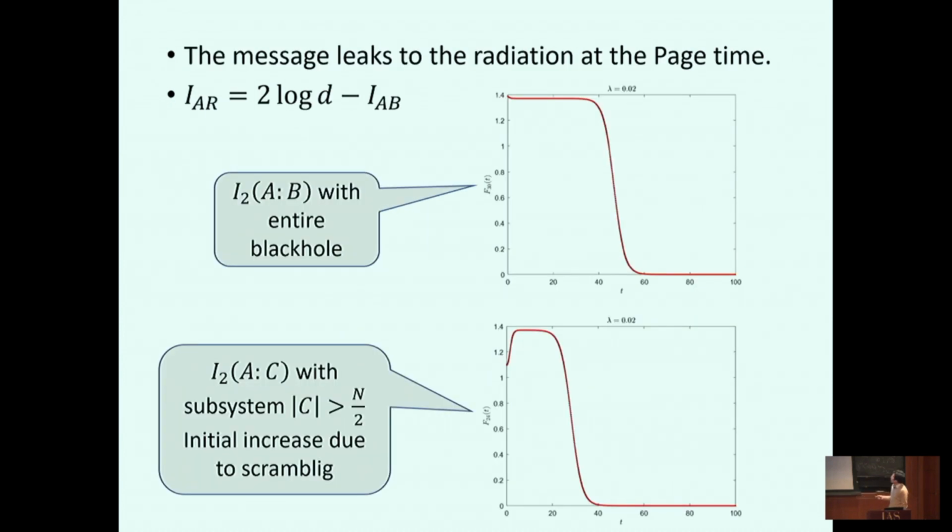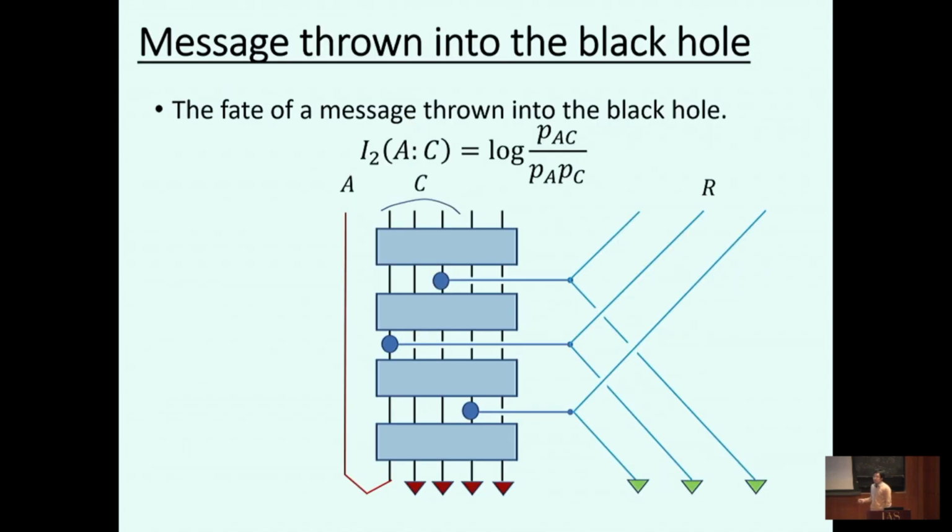So now if I look at IAB, which is the mutual information with the bus, then you see that if I put in the message early, it stays in the black hole until page time and then quickly goes out. If you look at the mutual information with a subsystem of the black hole, you see that it first grows and then at page time it goes out. And that growth is because at the initial time, only one site knows the information. The rest doesn't know anything.